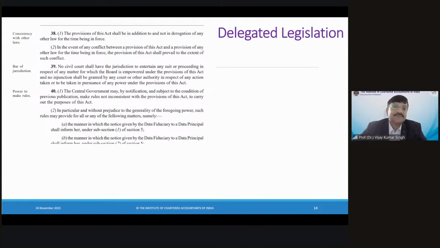Now, there are some delegated legislation as well. But before I move on to the delegated legislation, let me check any questions.